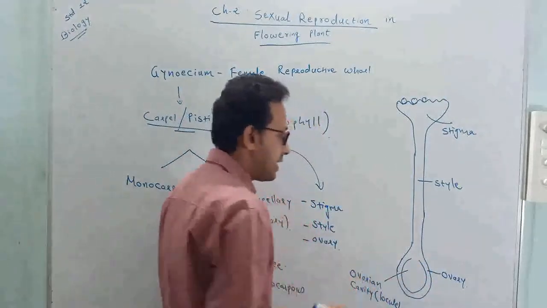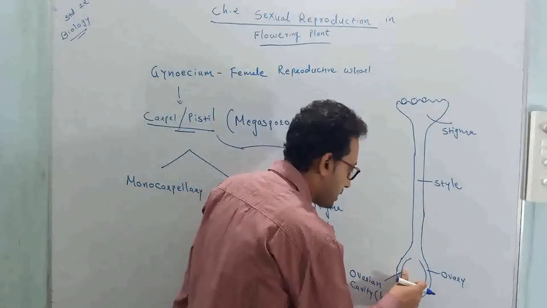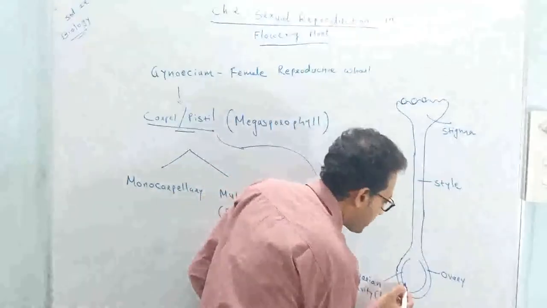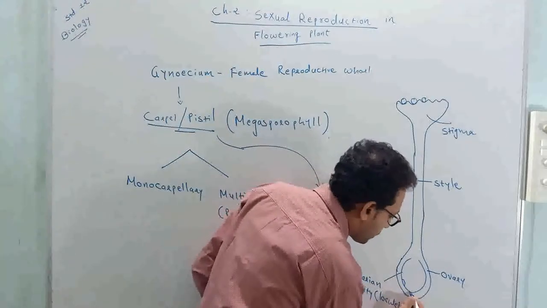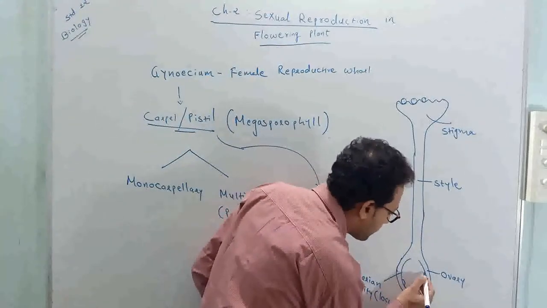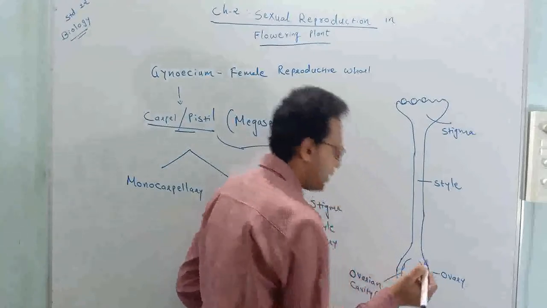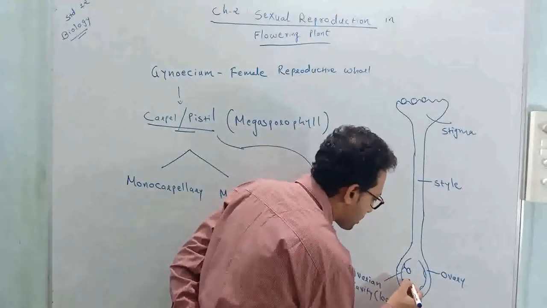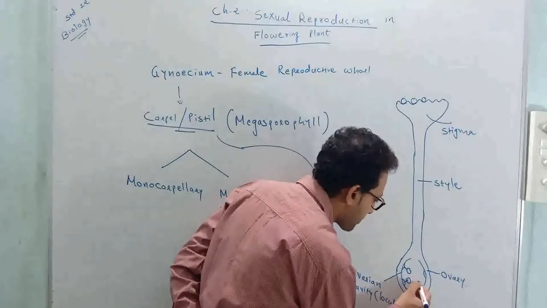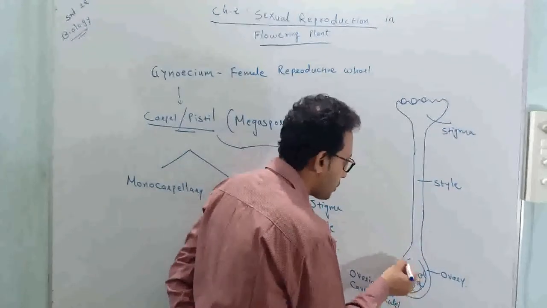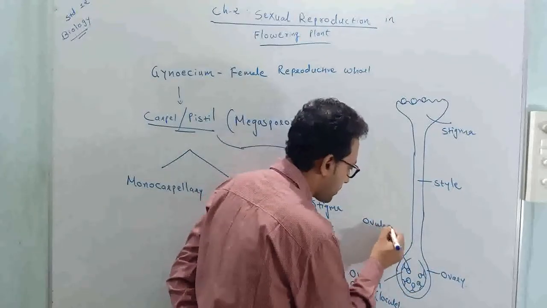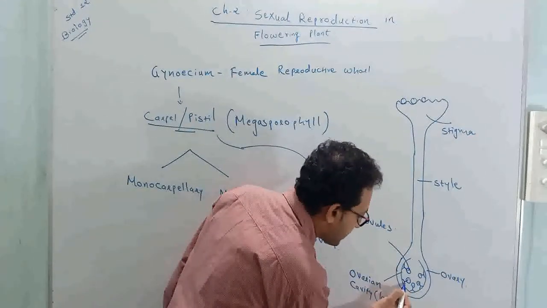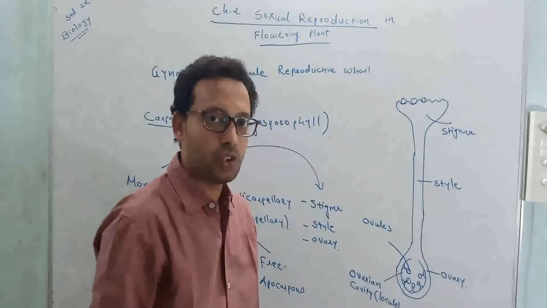This ovarian cavity, or the locules, can also be called locules. The ovarian cavity contains a placenta. What does it contain? Placenta. Such a placenta is present, and from this placenta the ovules are attached. So these are the ovules. An ovule is attached to the placenta by a stalk, which we will discuss.